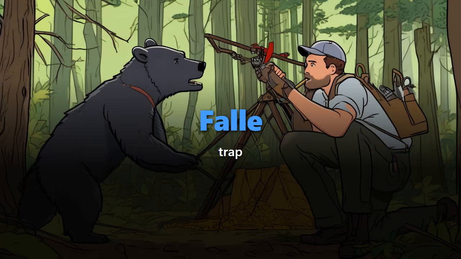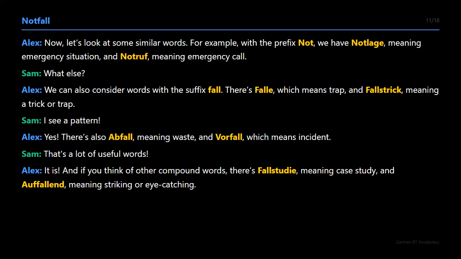Now, let's look at some similar words. For example, with the prefix Not, we have Notlage, meaning emergency situation, and Notruf, meaning emergency call.